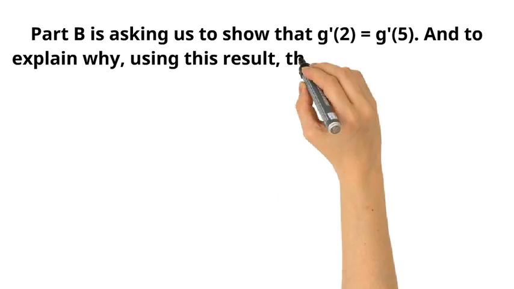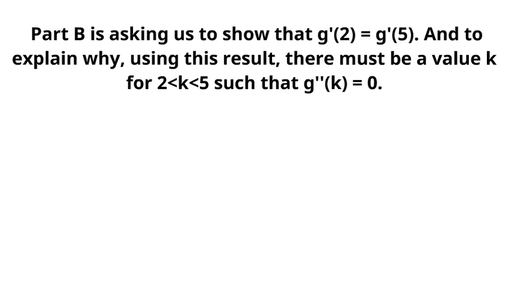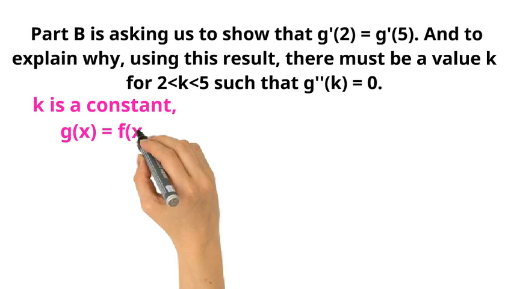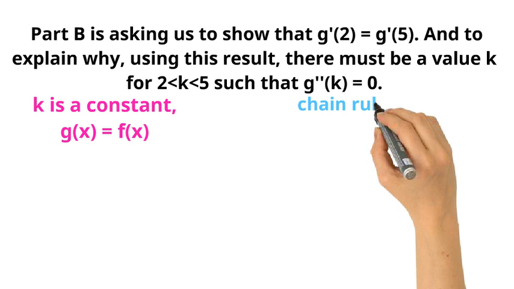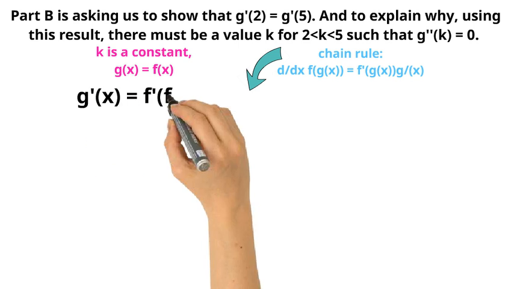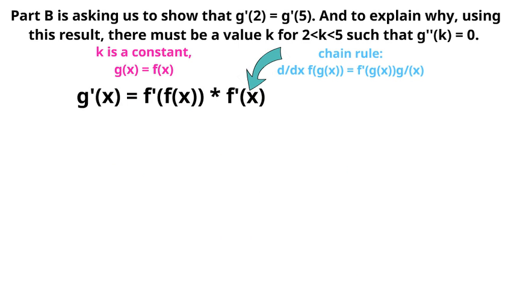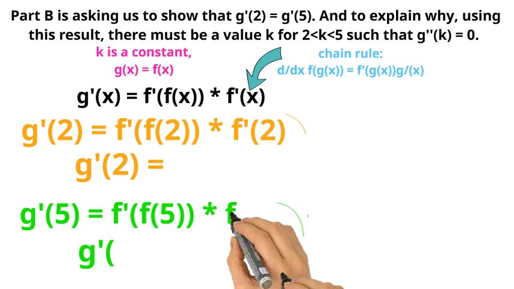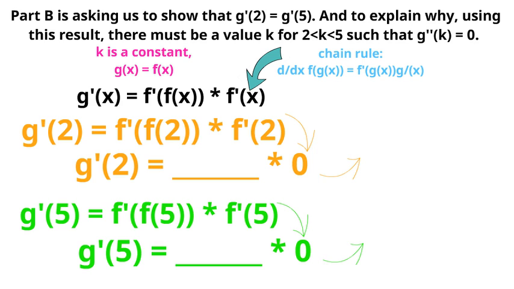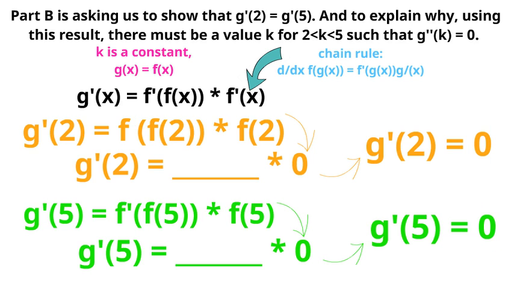Part B asks us to show that the derivative of g at 2 equals the derivative of g at 5, and to explain why there must be a value k between 2 and 5 such that the second derivative of g at k equals 0. Since g(x) equals f(f(x)), we can use the chain rule to find the derivative: g'(x) equals f'(f(x)) times f'(x). Then we plug in 2 for x, then 5 for x, and we get these answers. The derivative of g at 2 equals 0 and the derivative of g at 5 equals 0.